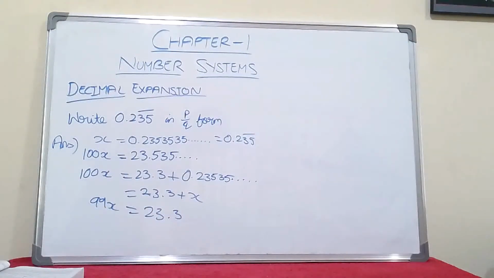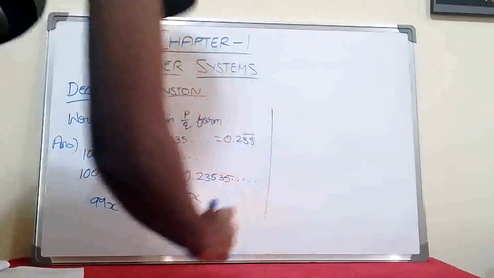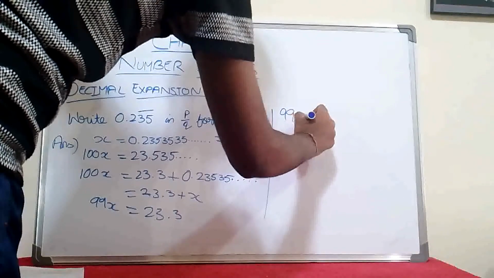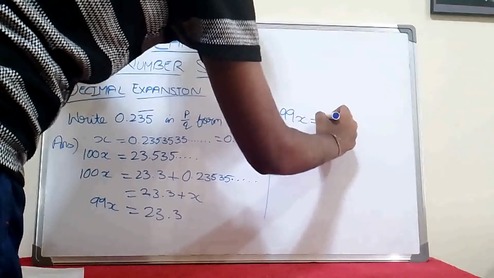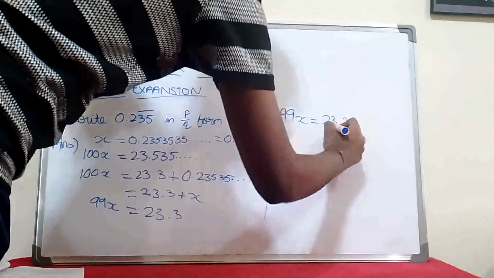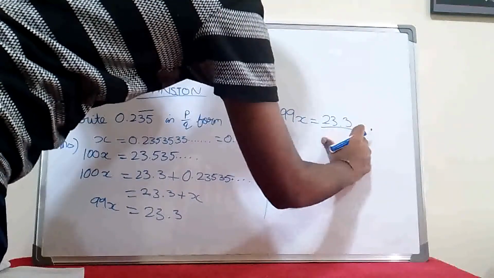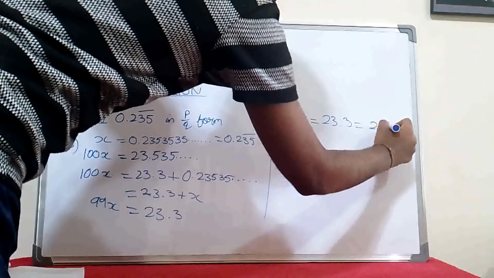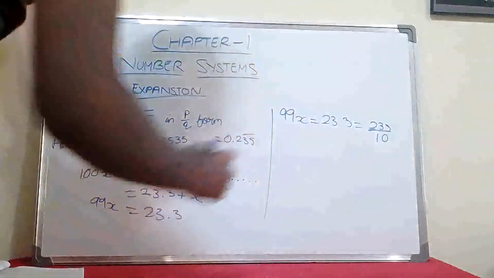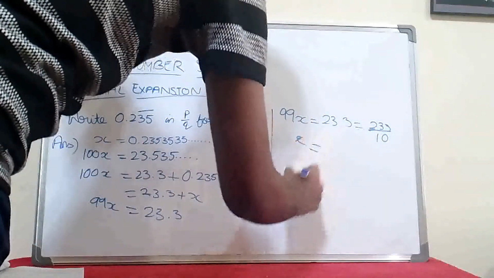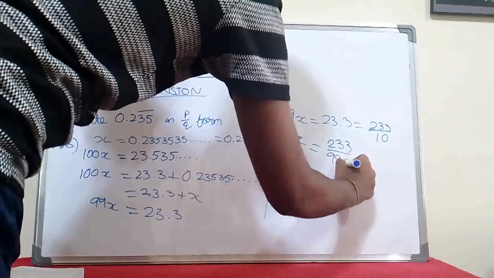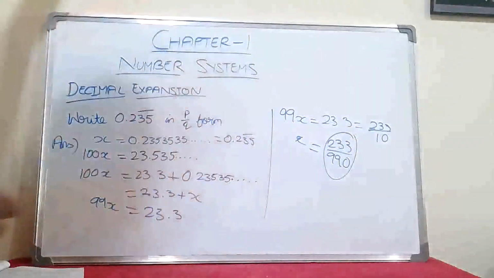Now here we have to remove the decimal. To remove the decimal, we have to multiply it with 10, which means 99x equals 23.3 times 10 over 10, which means 233 by 10. Now we take 99 to the other side. We get 233 by 990. This is the P by Q form of 0.235 bar.